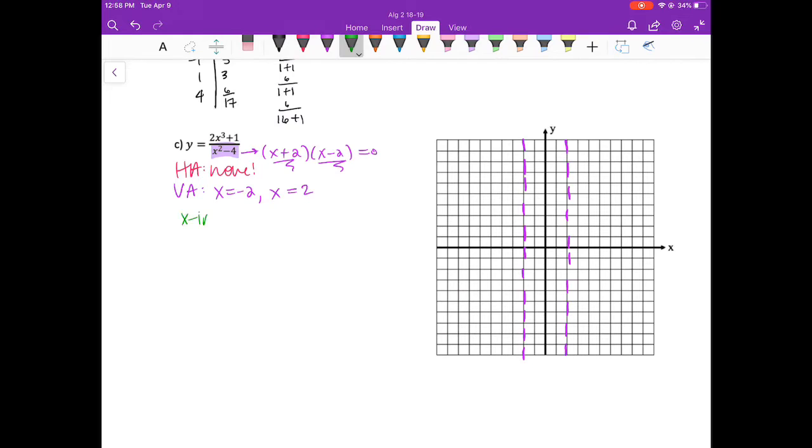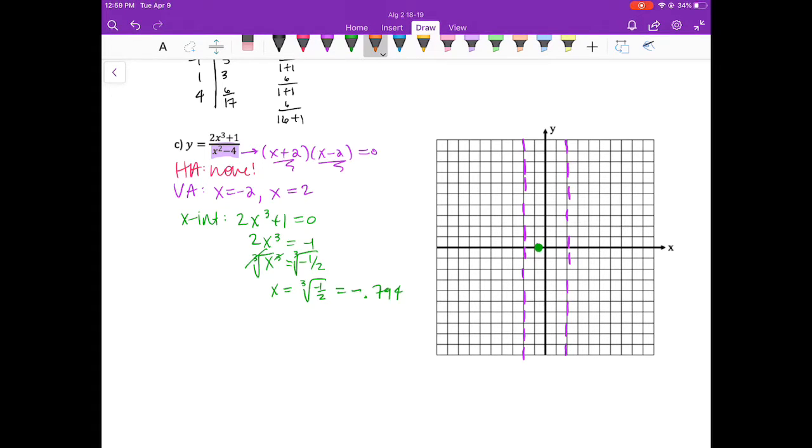So I set my numerator equal to 0, 2x cubed plus 1. I subtract 1 from both sides. 2x cubed equals negative 1. Divide by 2. X cubed is negative 1/2. Well, to get rid of x cubed, I cube root both sides. Am I allowed to take the cubed root of a negative number? Hopefully we know the answer is yes. So x is going to be the cubed root of negative 1/2, which is about negative 0.794. Okay, so that's going to be like there-ish.